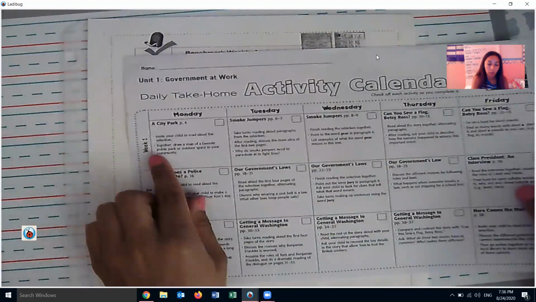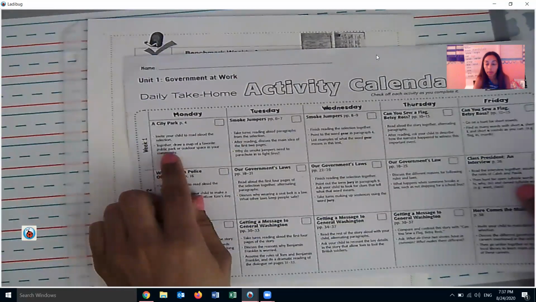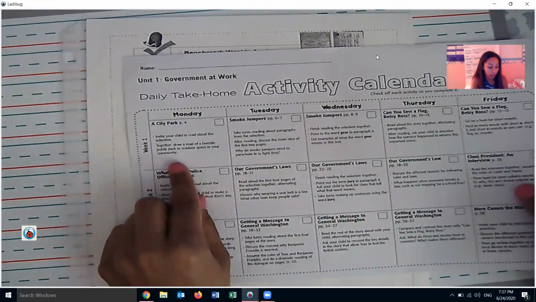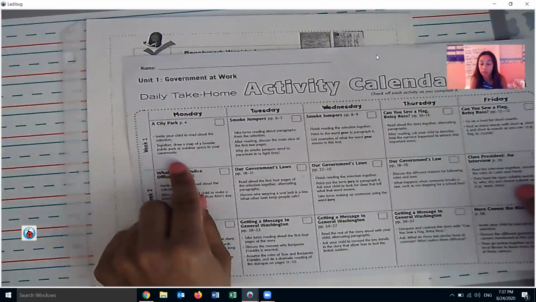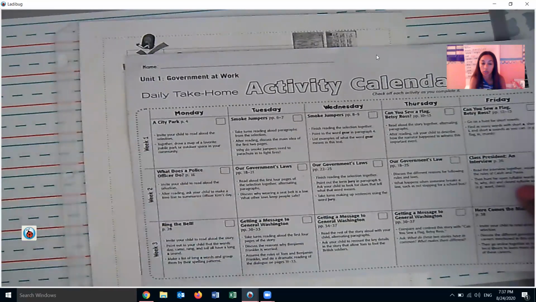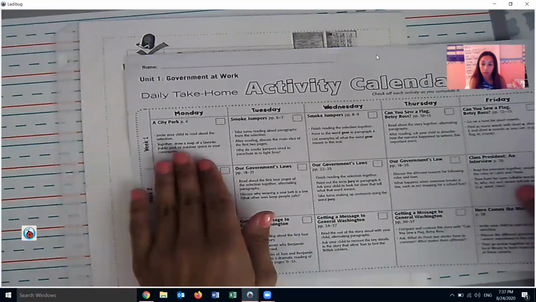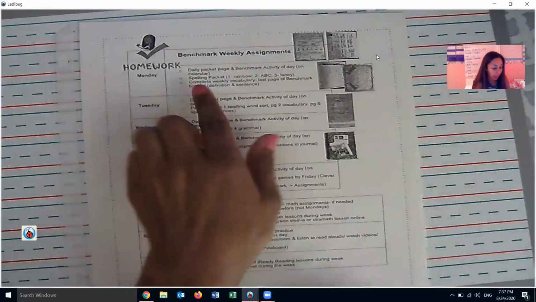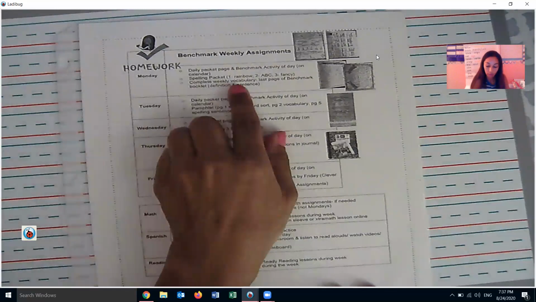So today we read a city park, but your job at home is to reread it and draw a map of some kind of park or outdoor space near you. And that can be done anywhere, like in a little corner or in the notes section of that city park page. We also have spelling packet for week 1 is rainbow.